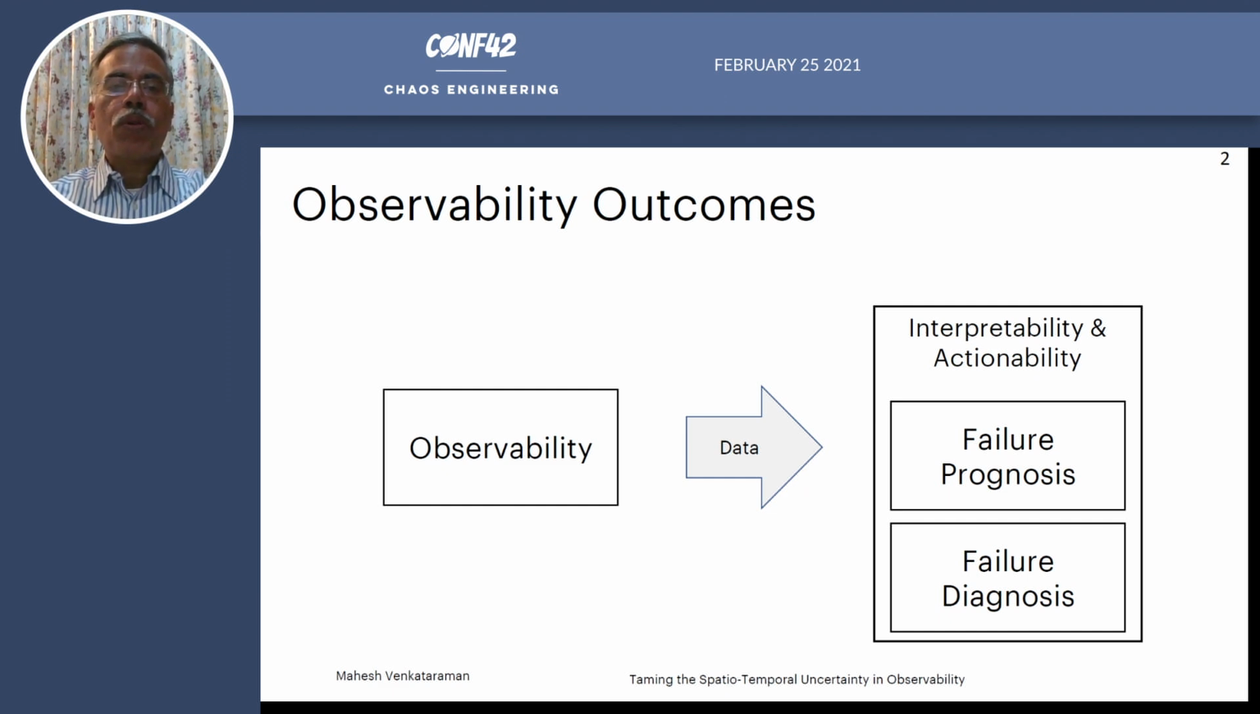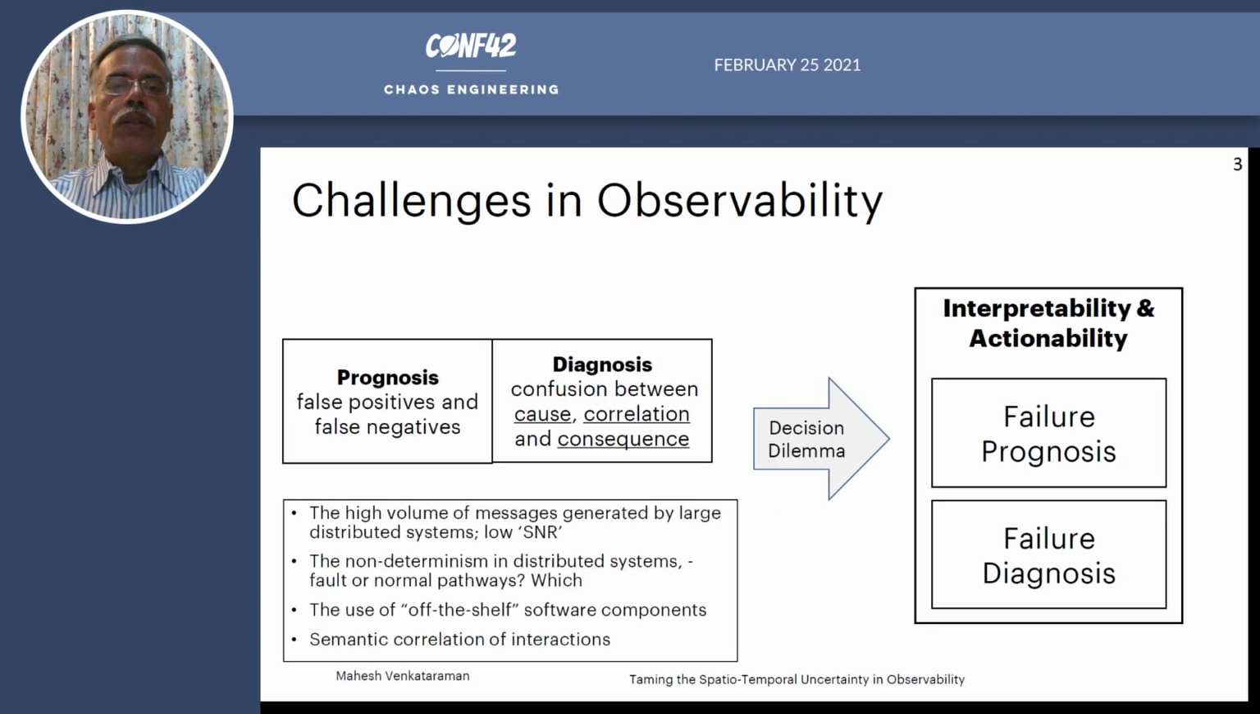Every tool promises more observability, but often we see that more data and interactive dashboards lead to data deluge and decision dilemma. The challenge is to digest massive quantities of data to find patterns and correlate seemingly unrelated events for performing prognosis and diagnosis.